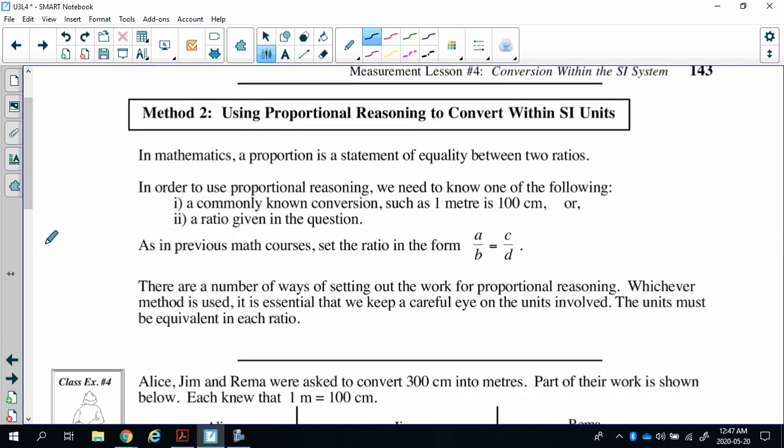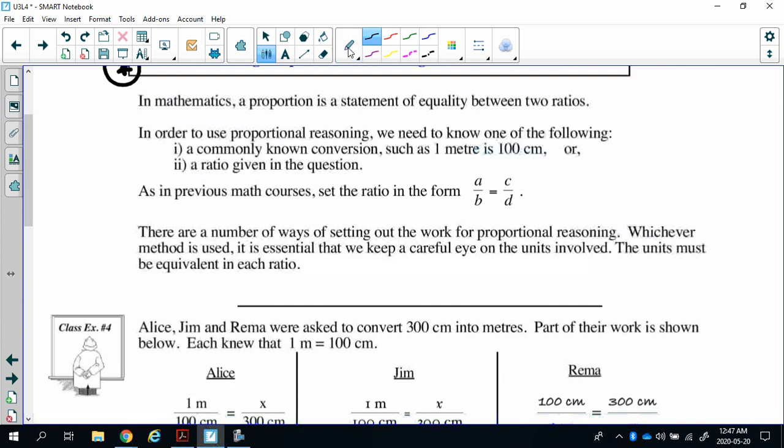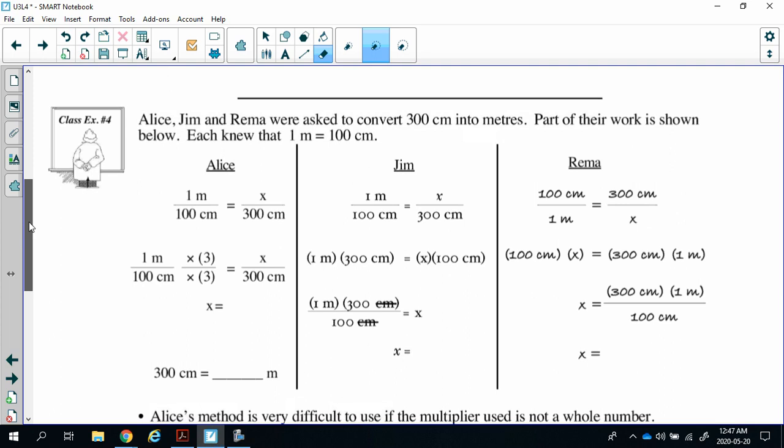The next method, which is the important method here, is proportional reasoning. Pretty much with proportional reasoning, you are setting up A over B equals C over D. So really you're forming a fraction on one end, a fraction on the other, and putting them equal to each other. So let's take a look at class example 4.